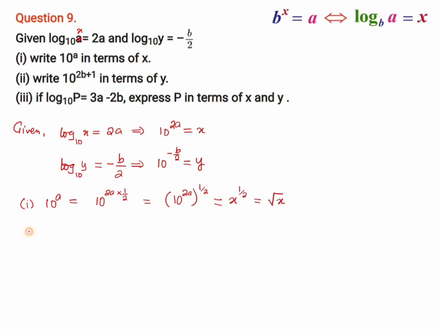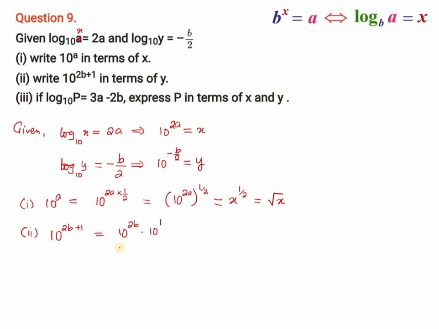Let's look at the second part. Write 10 to the power 2b plus 1 in terms of y. So 10 to the power 2b plus 1. I can write this as 10 to the power 2b into 10 to the power 1.